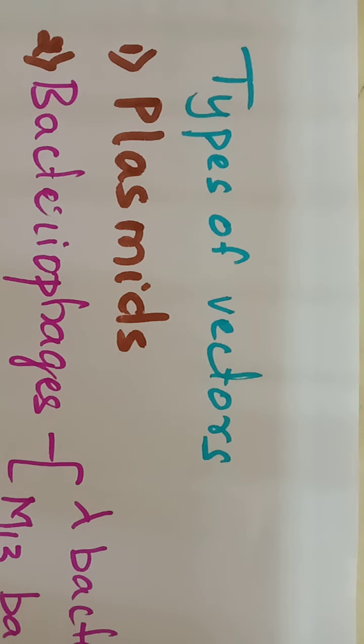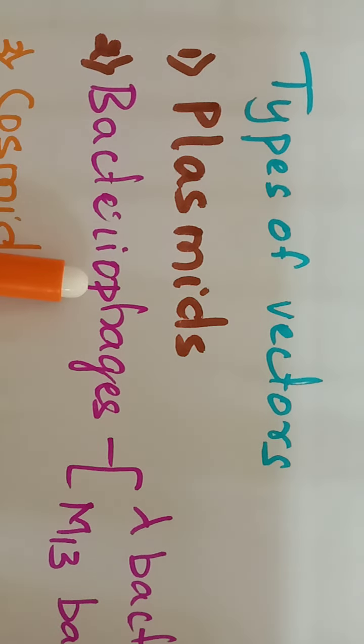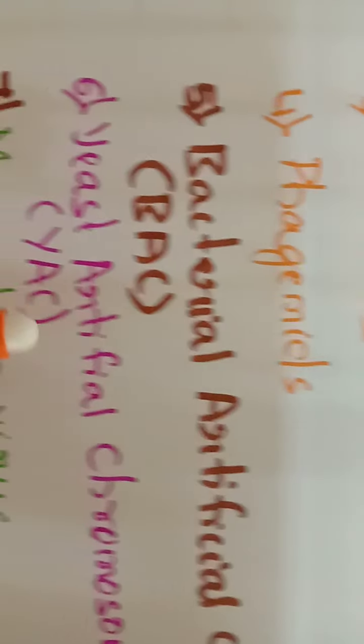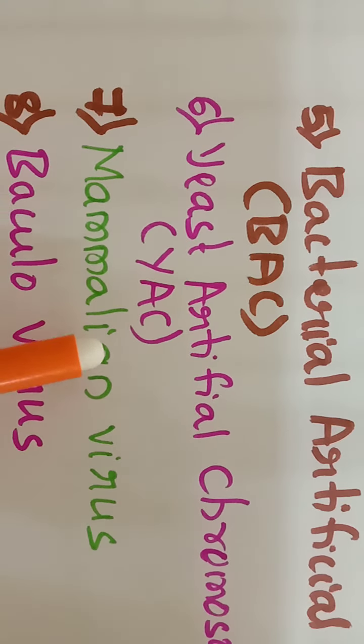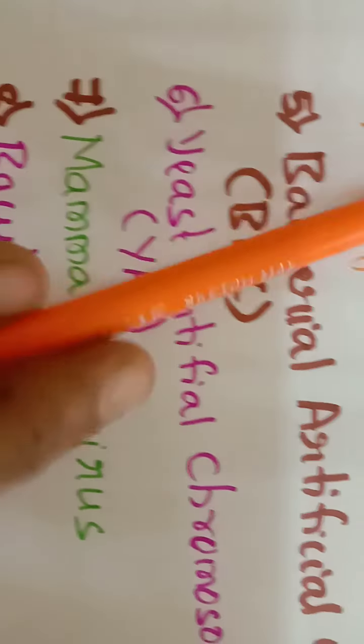Last class we were studying about the cloning vectors. So this class we are going to study the types of vectors. We have different types of vectors: plasmids, bacteriophages, cosmids, phagemids, bacterial artificial chromosome, yeast artificial chromosome, mammalian vectors, and baculoviruses. Okay. So first we will take up the plasmids.